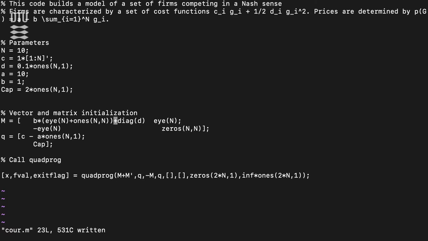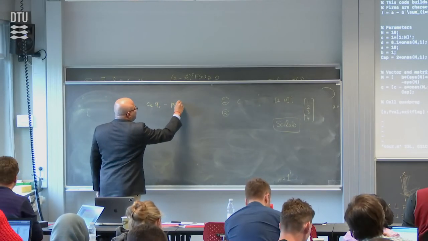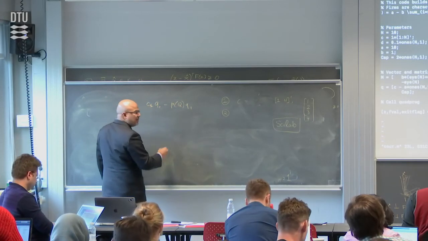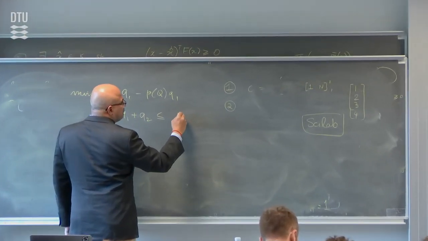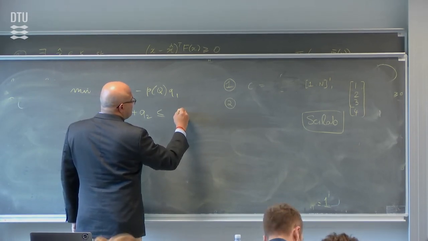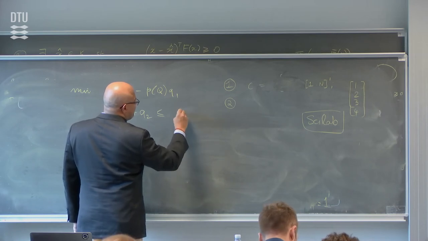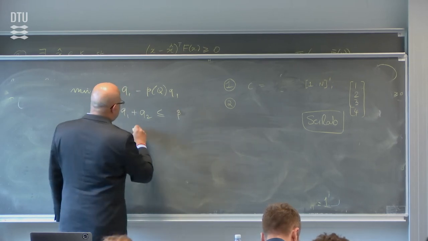So this I want you guys to start thinking about, and we're going to code this together. So let's talk about the two-player problem and make one change. Okay, so we have C1 Q1 minus P of Q times Q1. Now I'm going to impose a requirement that Q1 plus Q2 cannot be greater than something. Let's call it some beta, okay? Q1.